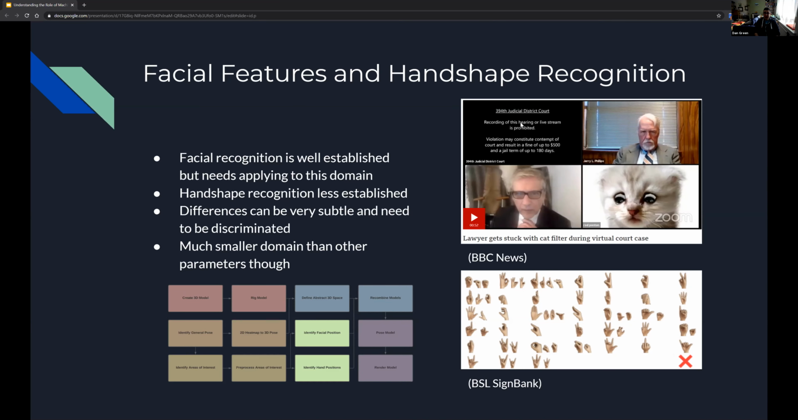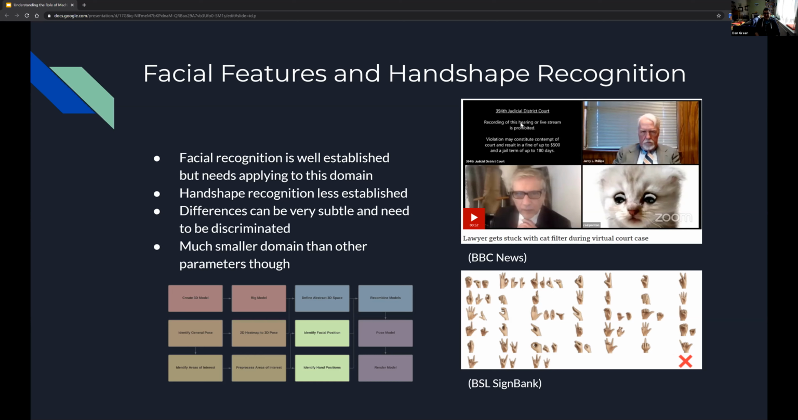The slightly harder system to integrate will be the handshape recognition. You've got an image here from the BSL Sign Bank, which is part of the BSL Corpus project. And these are just some of the handshapes that have been recognized as part of BSL. You can see that there's a fair number of them, and there's quite subtle differences between some of the different handshapes. So trying to identify enough detail to be able to recapture these handshapes will be fairly difficult. Having said that, it is a limited domain of possibilities.